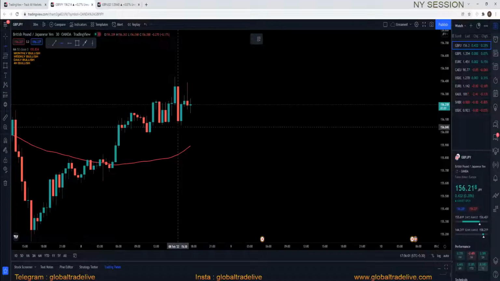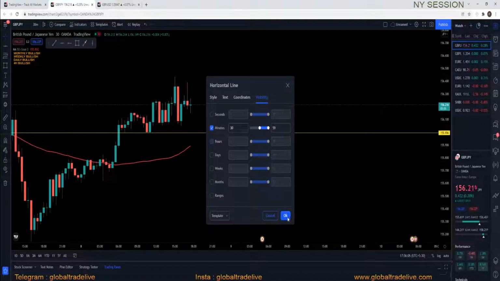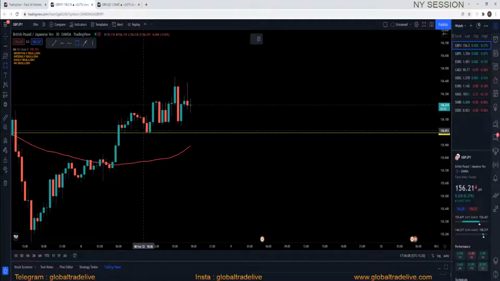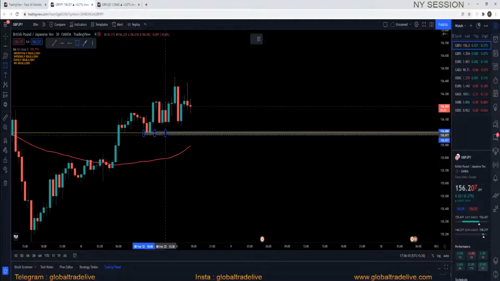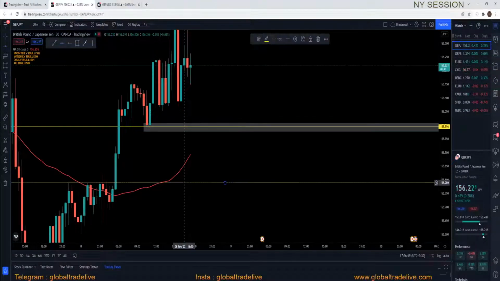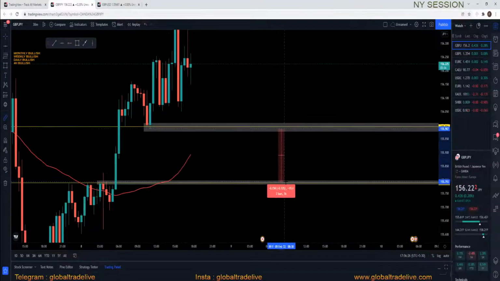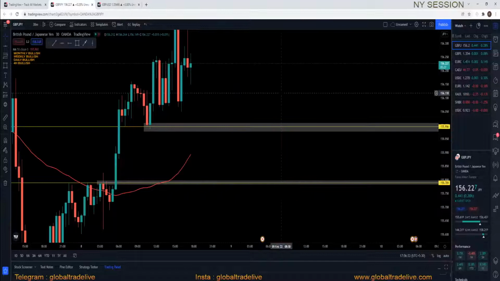Let's just mark a clean range over here, a fresh area. So if we talk about support, then this will be the support over here for me, right? And the target will be right over here. So this will be the clean range which I can enter. This is about 19 pips of range, so the range is pretty good for sells.